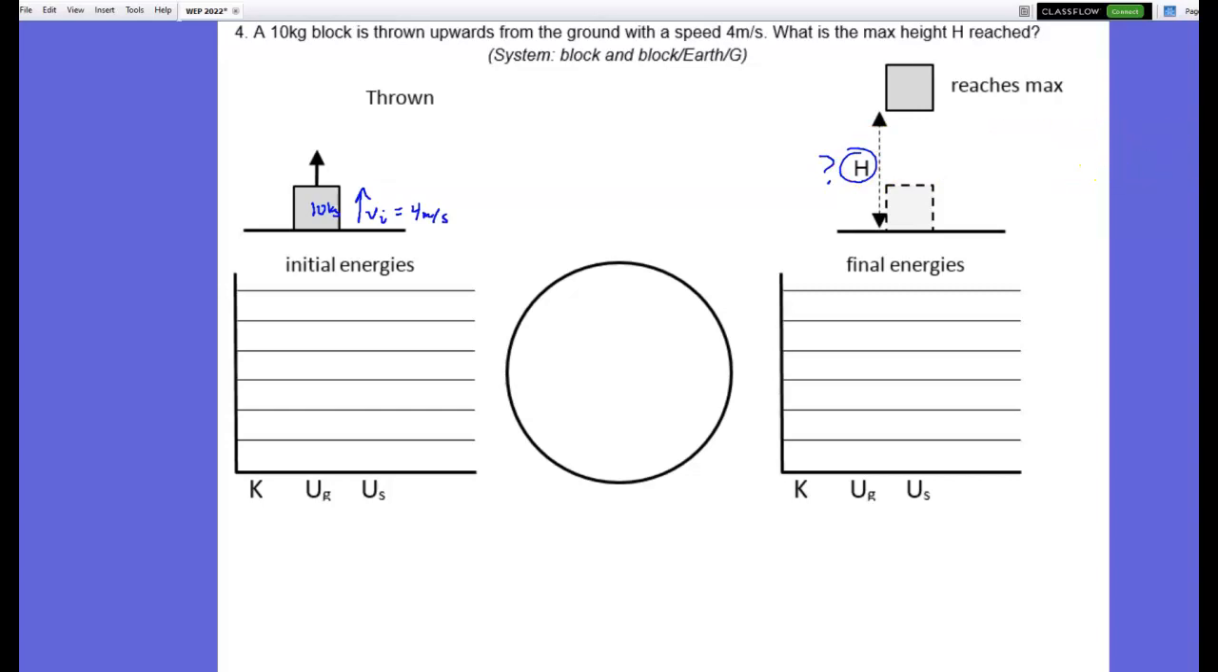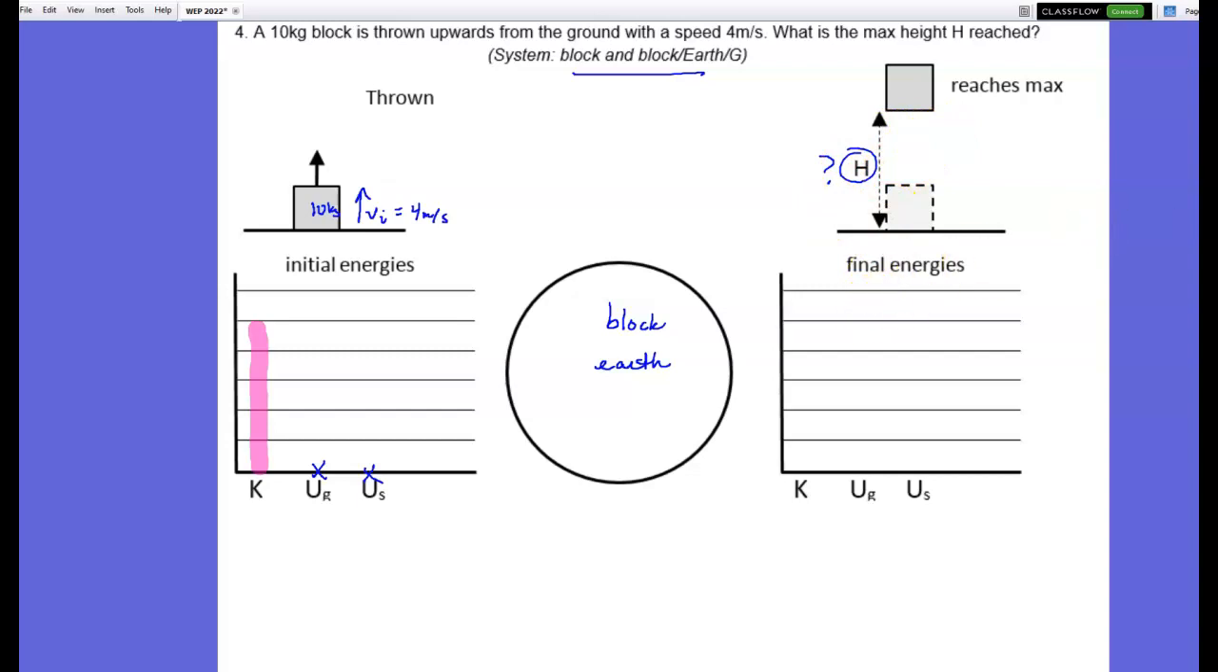Okay. So let's talk about energy and what kind of energy does it have. It has kinetic energy because it's moving. And I'm going to give it 1, 2, 3, 4, 5 blocks of kinetic energy. And it has no potential energy because it's at the ground. It has no spring energy because there's no spring. I forgot to define my system. The system is going to be, again, the block. It's actually in the problem. And the earth.